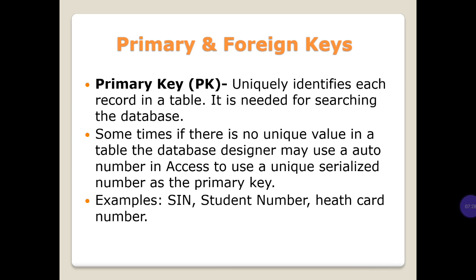Primary and foreign keys. Primary key, PK, uniquely identifies each record in the table. It is needed for searching the database. Sometimes, if there is no unique value in a table, the database designer may use an AutoNumber in Access to use a unique serialized number as a primary key. Examples: SIN, student number, health card number.